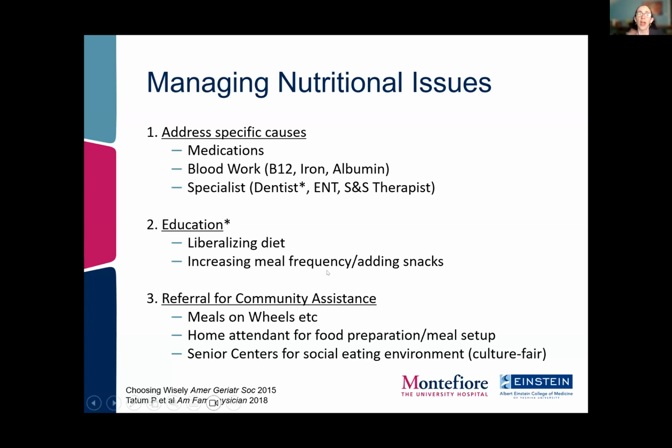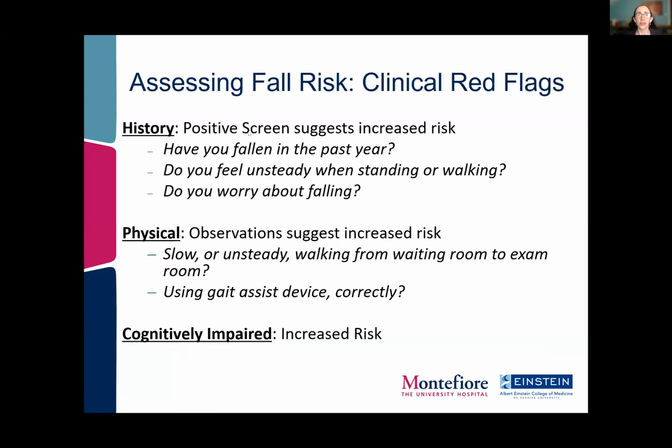The third bucket is referring out for additional assistance, whether that's getting Meals on Wheels or a home attendant, someone in the home. Sometimes there's just no replacement for that. And then certainly creating a social eating environment. In our area, many of the senior centers cater to the different cultural groups that tend to cluster and live around that senior center, and they provide meals that are culture appropriate for those individuals. That's an important consideration. I know some of you mentioned this in the chat. It's important for making sure that older adults have access to the food that they want to eat. So we can address nutritional issues with some of these strategies. And then moving to assessing fall risk.